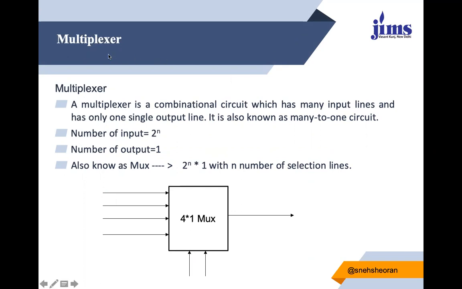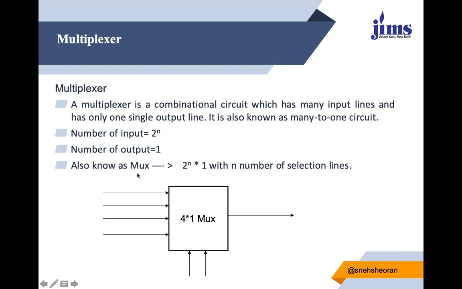So first combinational circuit, it's your multiplexer. Now this multiplexer is also known as a many-to-one circuit because it has many input lines and only one output line. You can see in the diagram below, this is an example of a 4 cross 1 mux. 4 means there are 4 inputs and 1 output. So number of inputs, we can always put them in the form 2 raised to power n, and the number of outputs is always going to be 1.